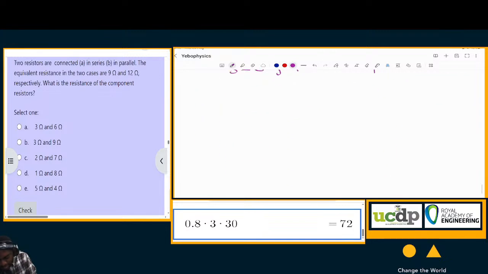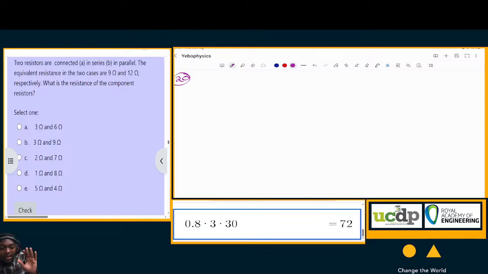So the question reads, two resistors are connected in A, in series, B, in parallel. The equivalent resistance in the two cases are 9 ohm and 12 ohm respectively. What is the resistance of the component resistors? So there's an error on that question.